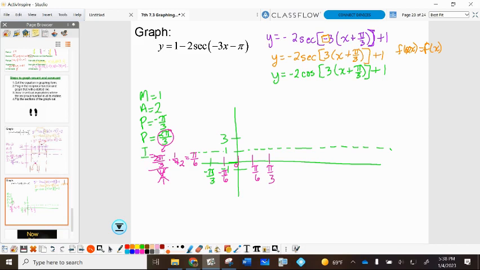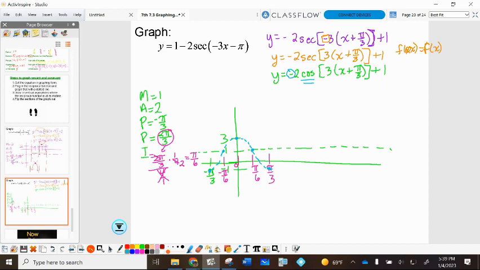Okay, and now I'm going to go ahead and graph with a dashed line the reciprocal function cosine. So this is a negative cosine function. So a negative cosine function is going to start at its minimum. So at negative pi over 3, I'm at the minimum down at negative 1. Then it's going to be midline, then maximum, then midline, and then minimum. Okay, so with a dashed line, that's my cosine function, one cycle of it there.